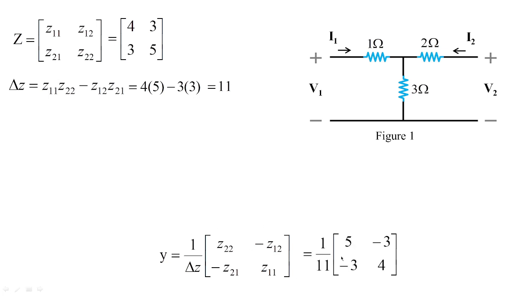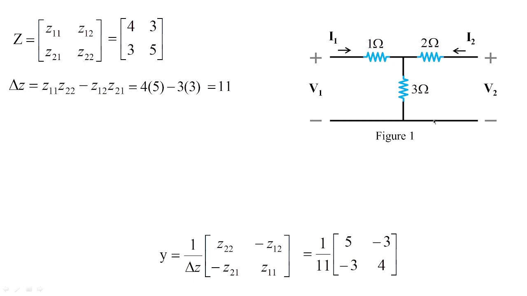So I am going to get 1 by 11, that is delta Z. Z22 is 5. Z12 with the minus sign gives the value as minus 3. Similarly Z21 is minus 3, and Z11 is 4. So you have seen how easily we have converted the impedance parameters into the admittance parameters with one technique.